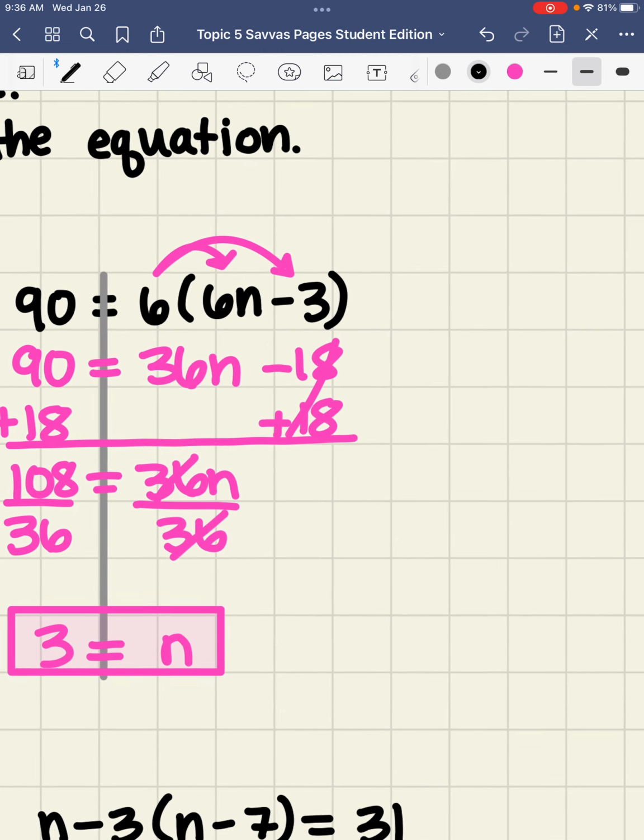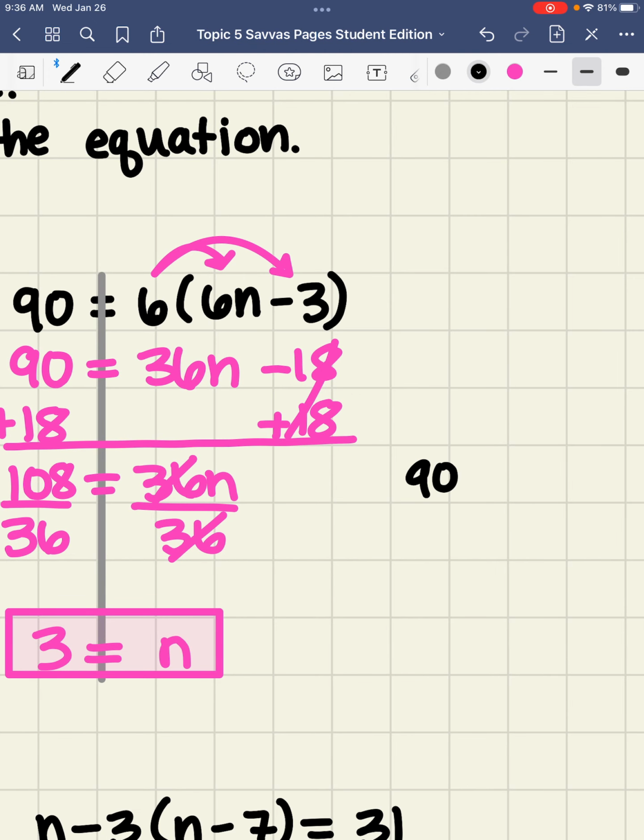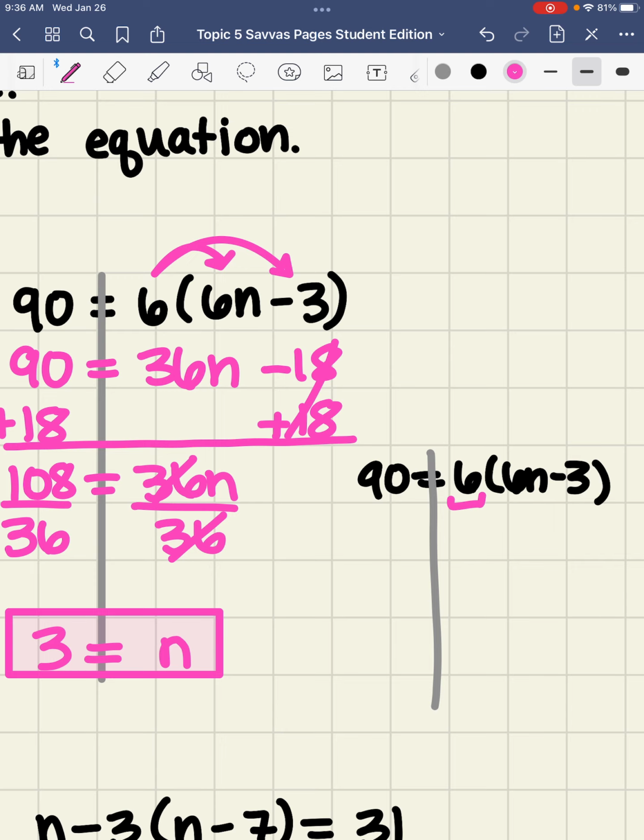So we have 90 equals 6 times 6n minus 3, right? Let's see if I can move that like so. Okay, so first thing I would do, draw my line. Second thing, I know that I'm multiplying this 6 right here with what's in parentheses. Well, how do I undo multiplication? Well, I divide. So I could divide by 6 on both sides. So my 6's cancel out. I'm left with 6n minus 3 equals 90 divided by 6, which is 15.